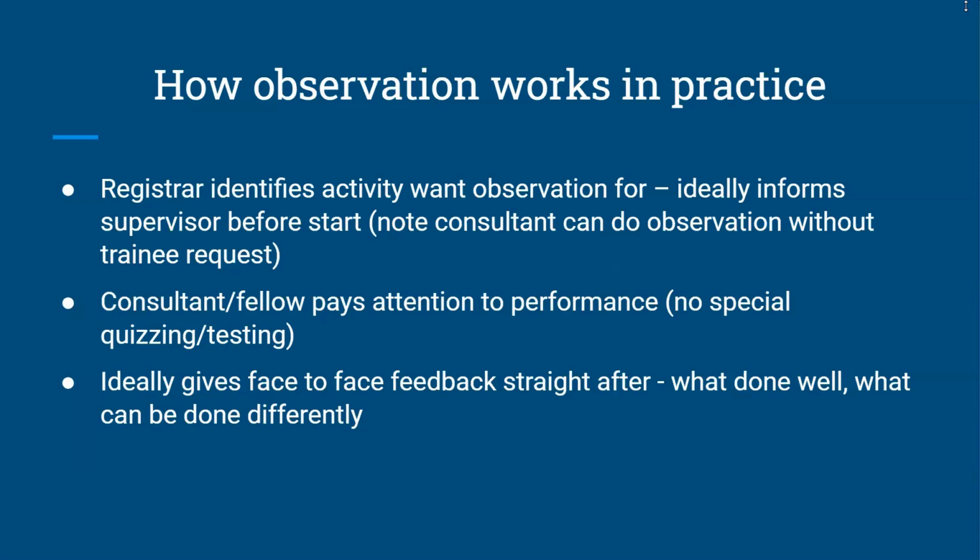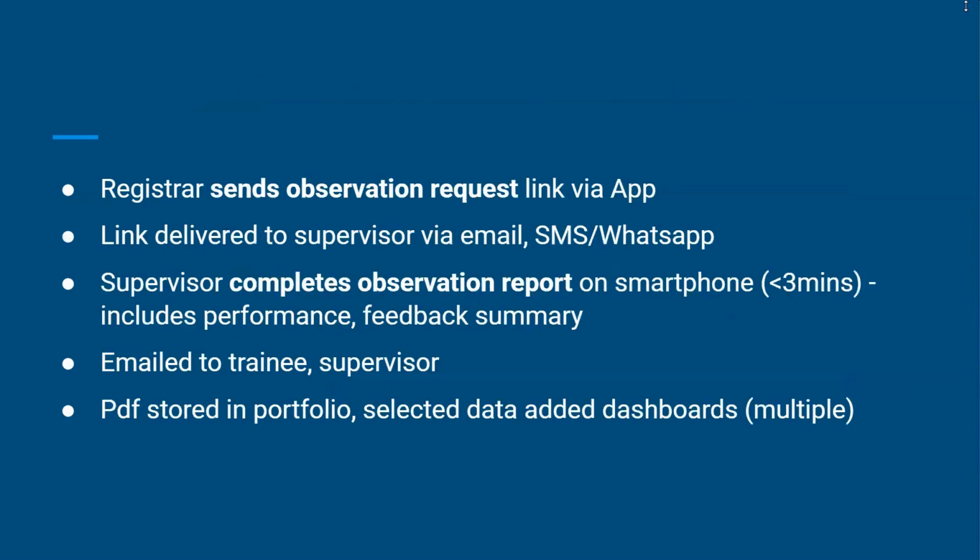Ideally, the supervisor then gives face-to-face feedback to the trainee straight after completion of the task, specifically what they did well and what they can do differently. The registrar sends an observation request link via their smartphone app or digital platform. This link is delivered to the supervisor via email and instant messaging. The supervisor completes the observation report on a smartphone, which takes just a few minutes, and this includes a summary of the trainee's performance as well as the feedback given.